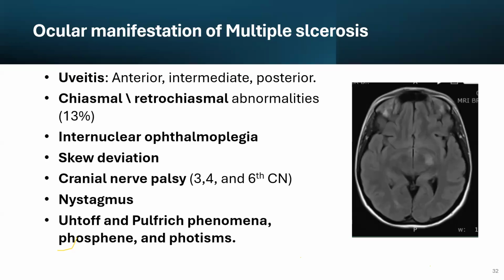They have phosphenes and photisms. Those are flashes of light secondary to movement of the affected eye or triggered by noise, smell, taste, or touch. Yes, MS can present with nystagmus.